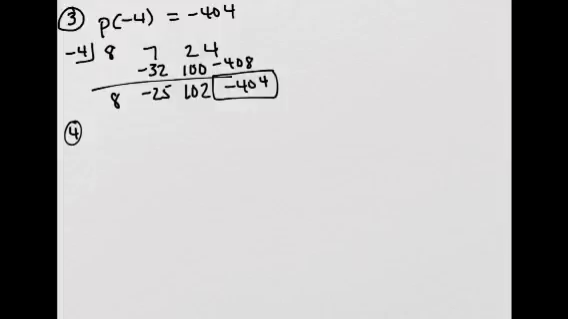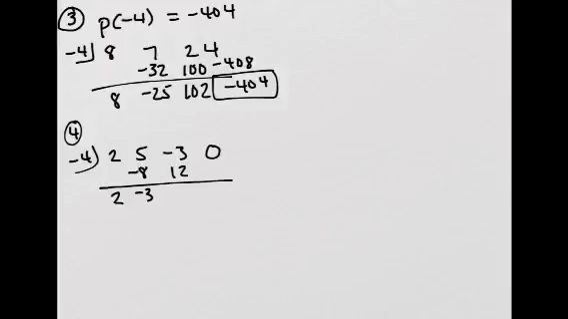Okay, number 4, same thing. They want p of negative 4, so we're going to set it up like this. And this time the coefficients are 2, 5, negative 3, and you have to put a 0 for the placeholder of the constant. Bring down the 2. 2 times negative 4 is negative 8. Add negative 8 and 5, you get negative 3. Negative 3 times negative 4 is 12. 12 minus 3 is 9. 9 times negative 4 is negative 36. So when you add it to 0, it's negative 36. And that is p of negative 4.